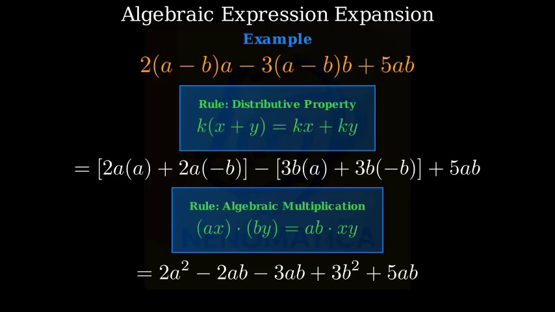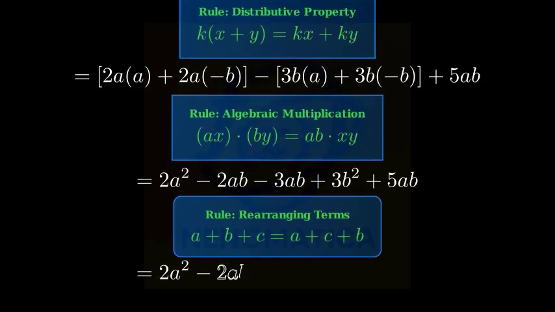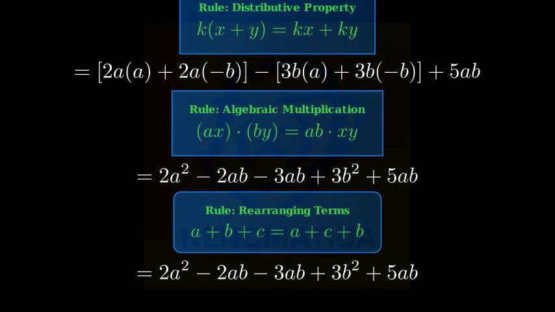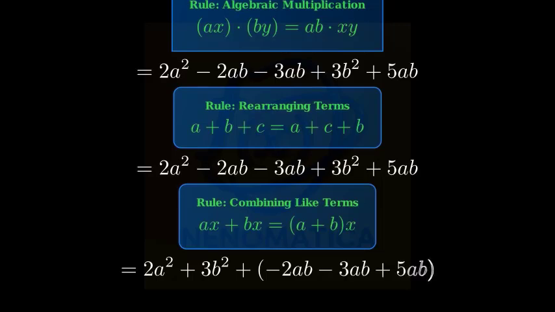And 3b times negative b equals negative 3b squared. We still have plus 5ab at the end. Now, let's rearrange the terms to group similar terms together. We have 2a squared minus 2ab minus 3ab plus 3b squared plus 5ab. Let's combine the like terms. We have negative 2ab minus 3ab plus 5ab.